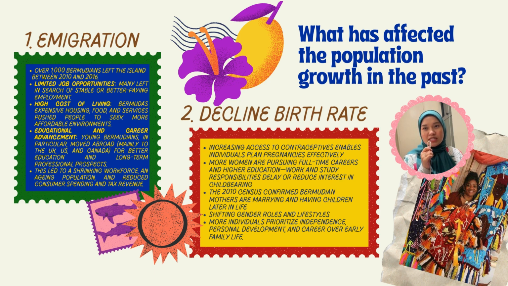Bermuda's declining birth rate is largely driven by social and economic changes. Greater access to contraceptives and the rise in women's workforce participation have given individuals more control over family planning. Many women now prioritize higher education and careers, often delaying or foregoing marriage and childbearing. According to the 2010 census, Bermudan mothers are having children later in life. The shifts in lifestyle and gender roles have contributed to lower fertility rates and shaped the island's population trends.